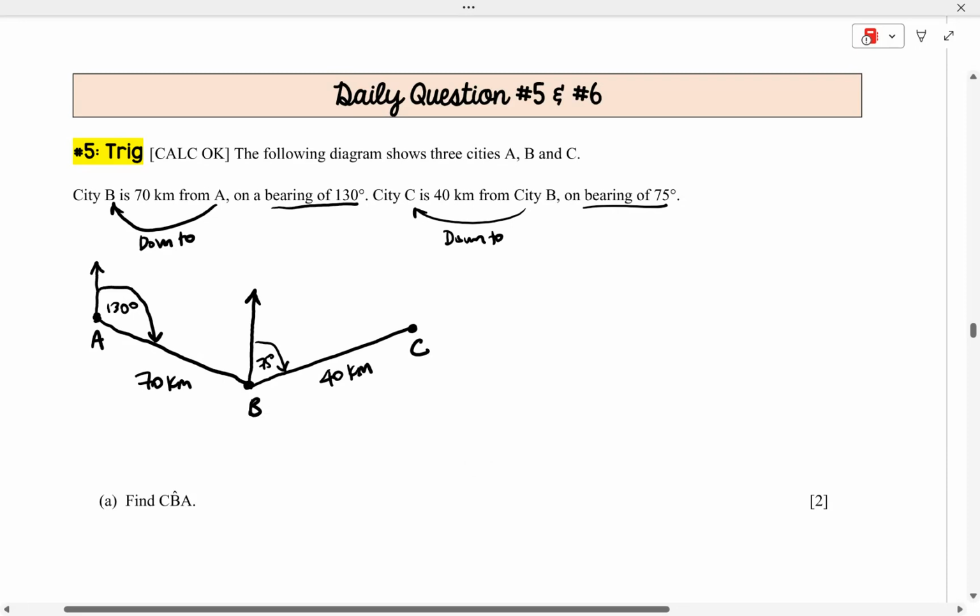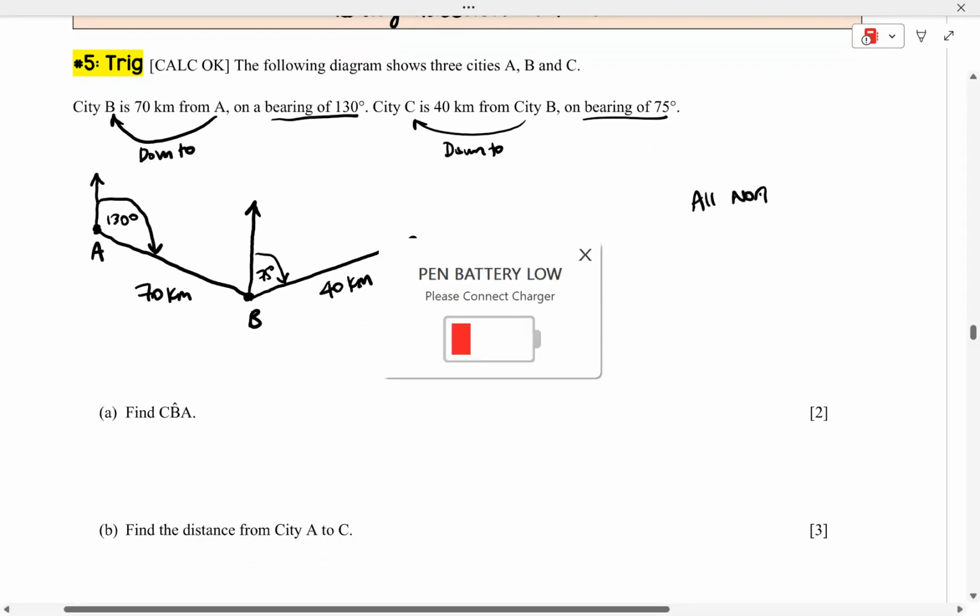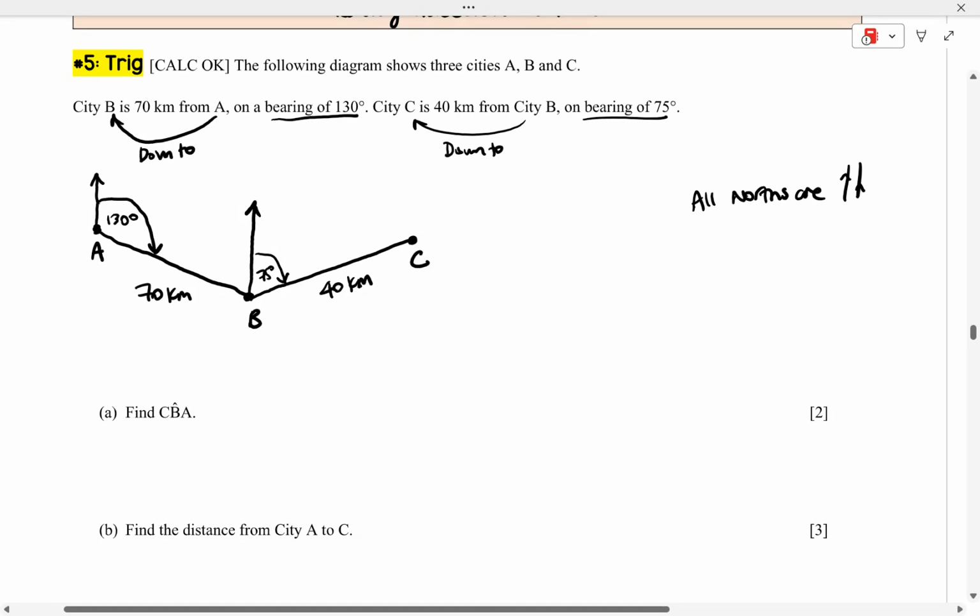So now it says, is that everything from our diagram? Yeah. Find CBA. So remember in bearings, I'll give you guys some notes over here, okay? All norths are parallel. That helps you use the laws of a transversal from geometry to help you solve unknowns. My pen is charging, so I'm going to write this part on the board. Maybe you want to think about it?